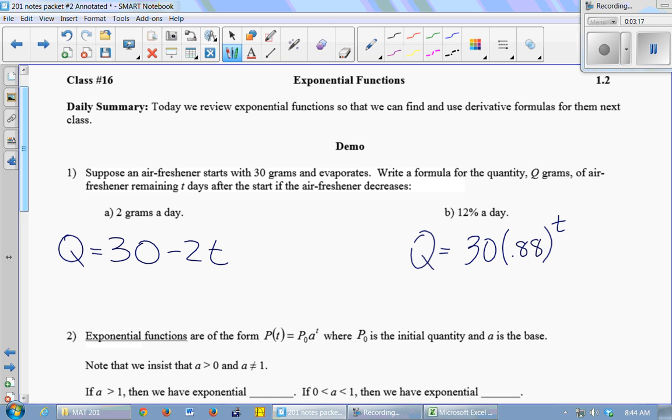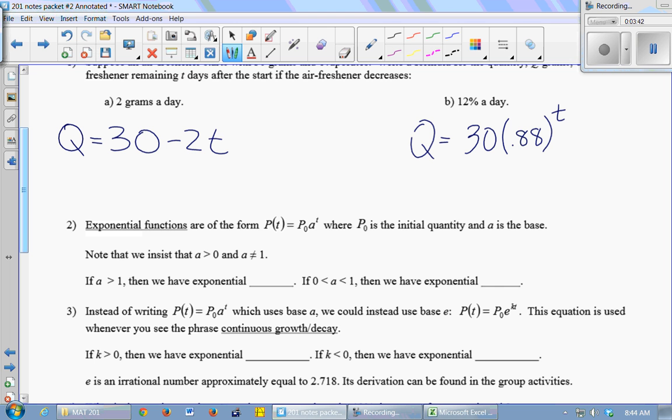So multiplying by 0.88 once, you would just multiply by 0.88. If you're going to multiply by 0.88 twice, you would multiply by 0.88 squared, right? So this is 30 times 0.88 to the t. And that is what we call an exponential function, because the variable appears in the exponent.